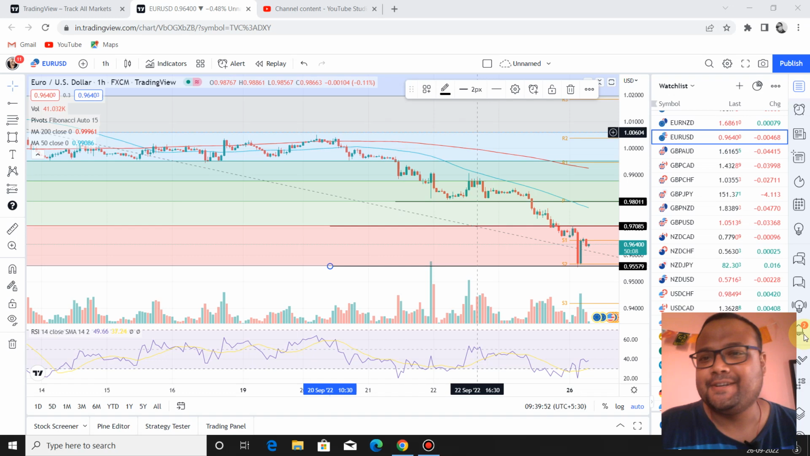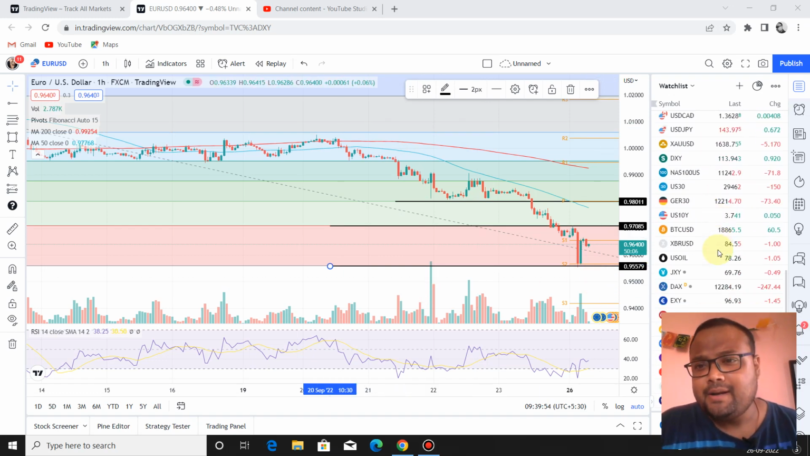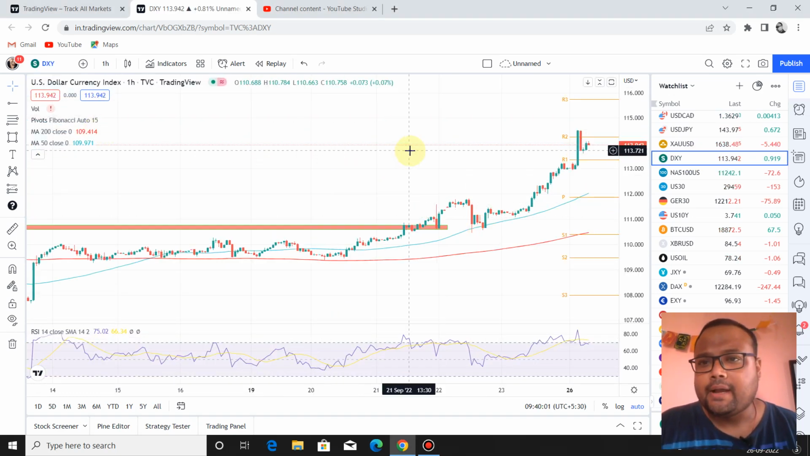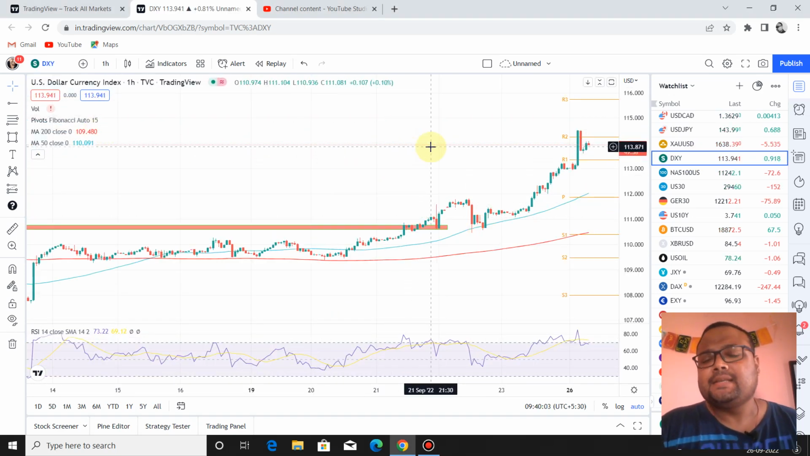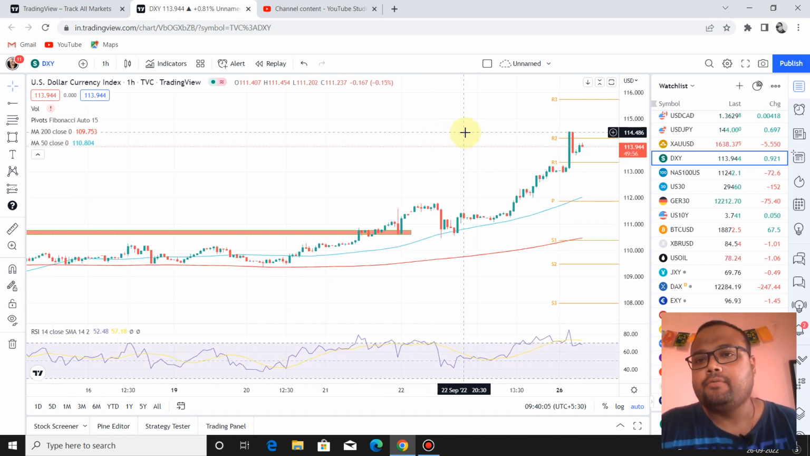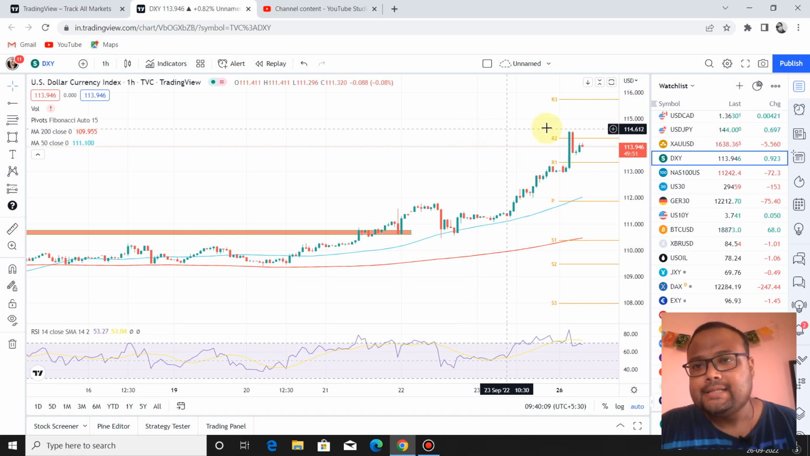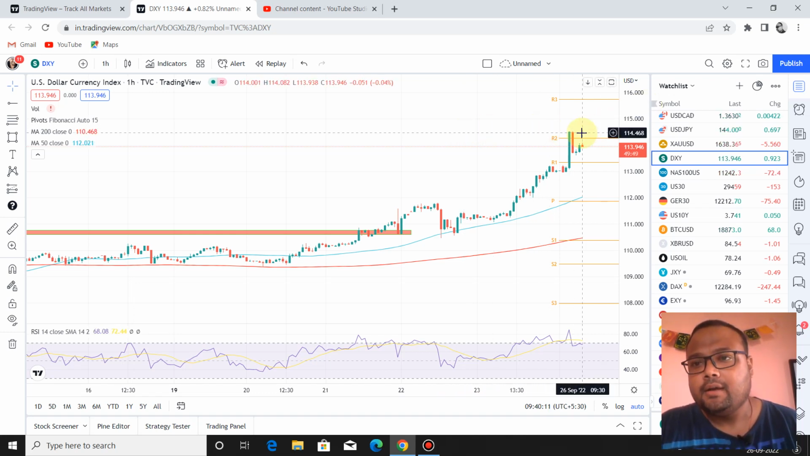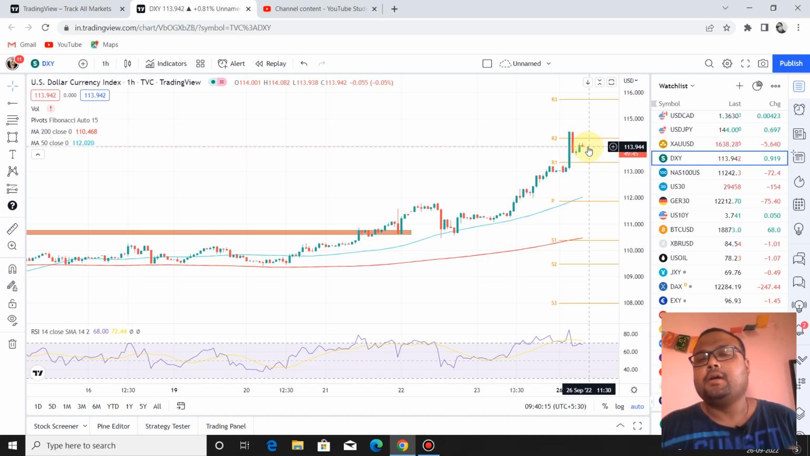So let's get started. Unlike other Mondays, we have seen a bloodbath on the streets. DXY, just after the market opening, showed a massive move and made a high of 114.48. Right now we can see that DXY is standing at 113.94, but overall things are pretty bad.